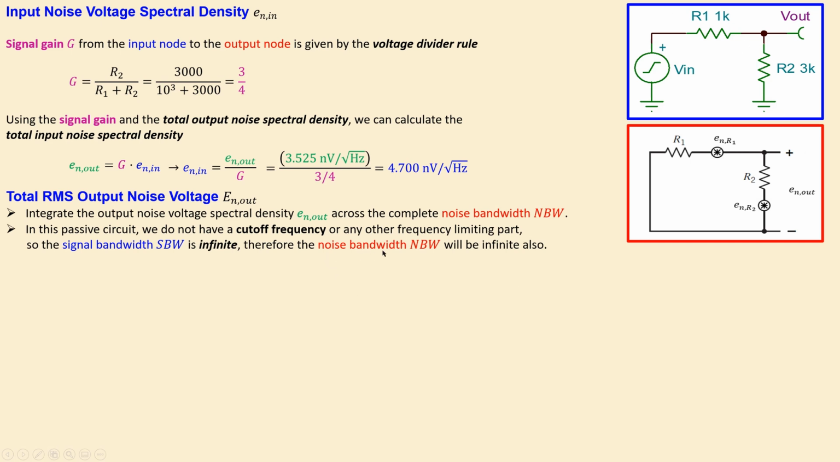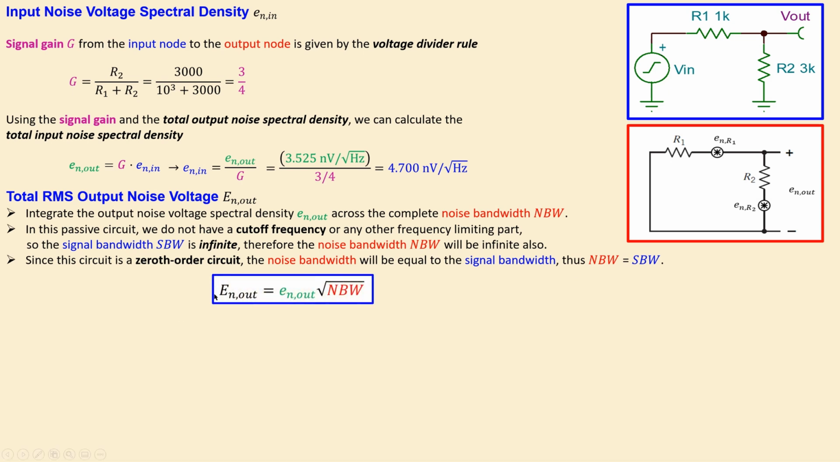we have a noise bandwidth which is also infinite, and that means this is a zero-order circuit, so there is no dynamics in it. That means the noise bandwidth will be equal to the signal bandwidth. This is really important because you really need to use the noise bandwidth for your calculation, not the signal bandwidth. That can give you the wrong results.